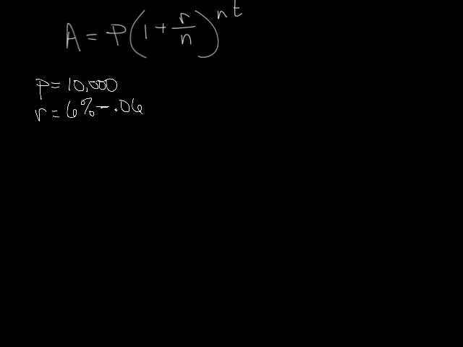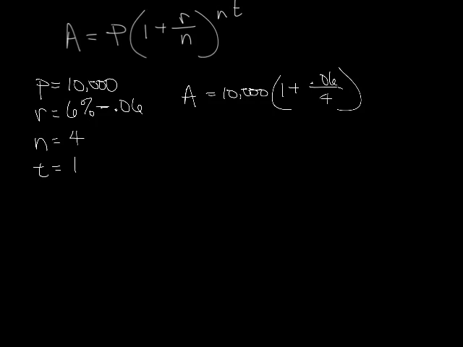What else do we need here? They give us the number of periods. It says compounded quarterly. So my n is going to be 4, because there are 4 quarters to a year. And my time is, what do they give me at the end of a year? So they give me 1 for my year. So my amount is going to be $10,000 times 1 plus 0.06 over n, which is 4, to the 4 times 1.